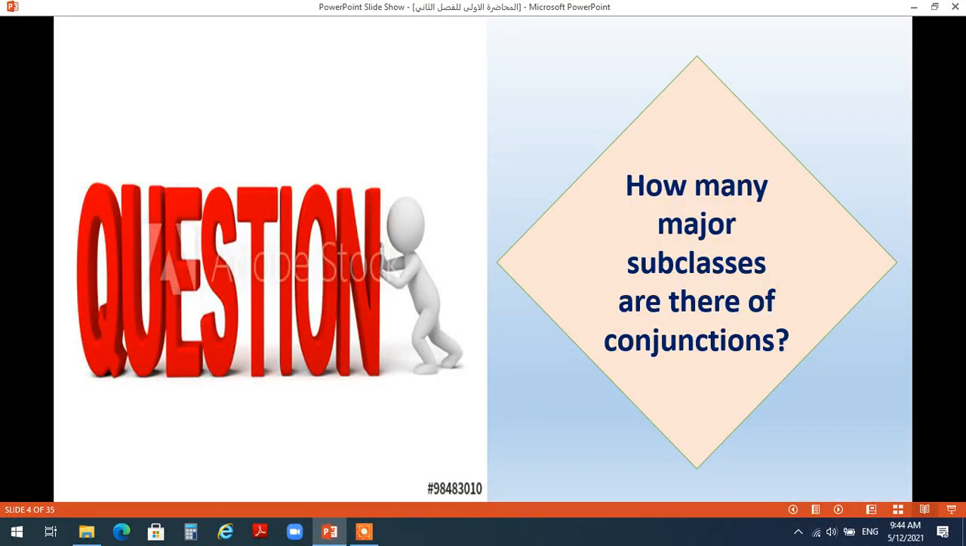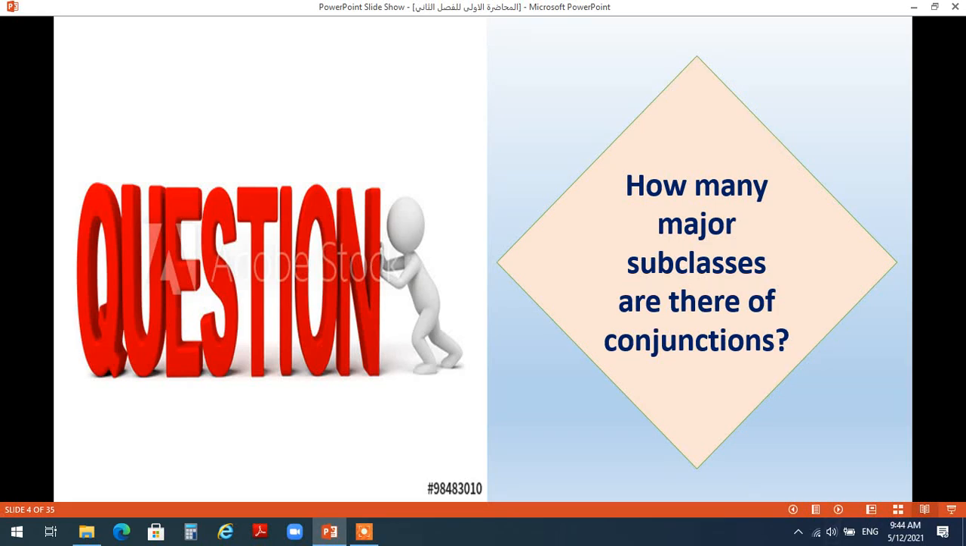Now, there's some important question to be raised here. How many major subclasses are there of conjunctions? If we want to know the classes of conjunctions, we have to raise this question so as to know how many conjunctions are there or what are the major subclasses of conjunctions.